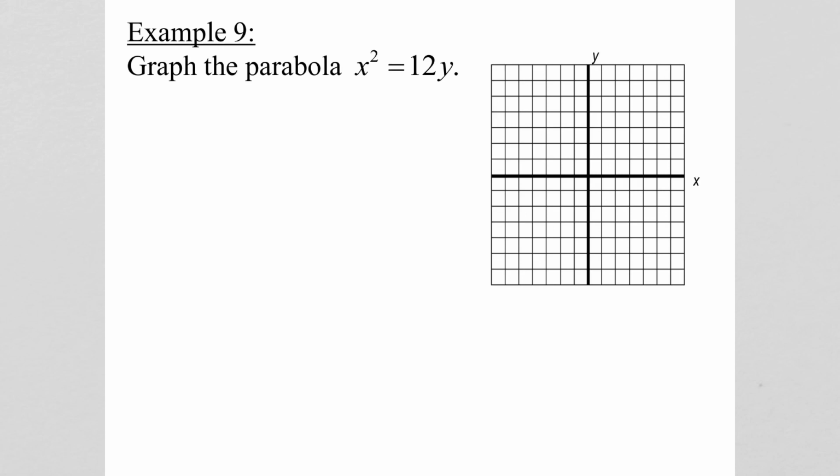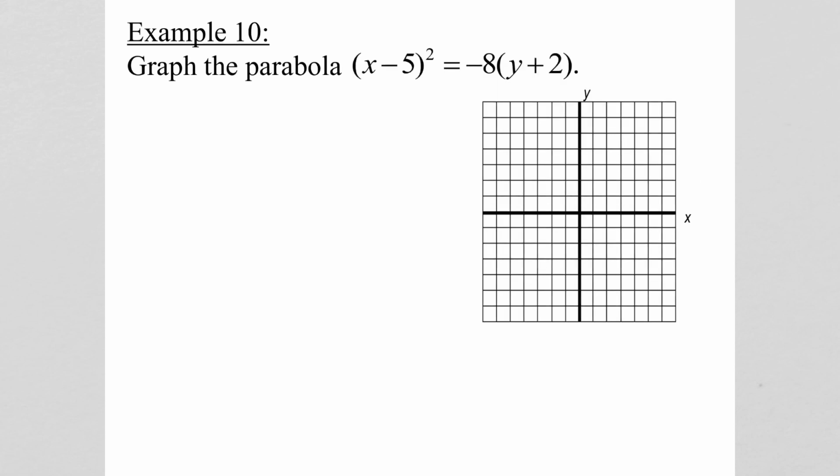Example 9 is of course similar to this, so I would like to skip it. Take a look at the key, you can use it for practice. I would like to go to example 10. Let's graph this parabola. It starts with (x - 5)^2 = -8(y + 2). This represents my h value, this represents my k value, and so my vertex is at (h, k).